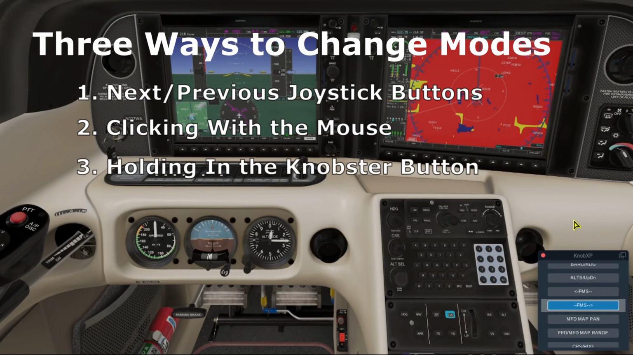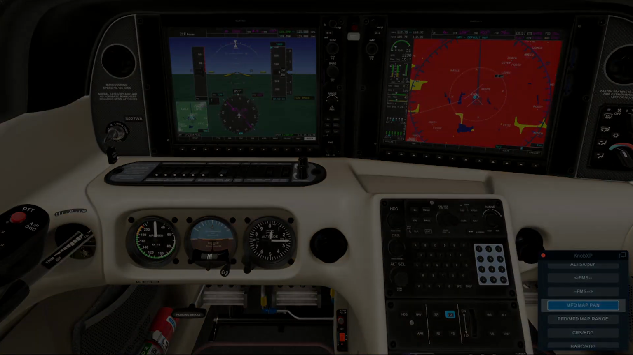The third method, which I don't think is as useful unless you have VR, is to press and hold the Knobster button for a second or two. The mode will turn green, allowing you to turn the knob to change the mode, and then you click it again when you hit the mode that you want and it'll go back to blue. The advantage to this is you can do it completely blind as long as you've got your hand on the Knobster. But since I have next and previous assigned to convenient buttons on my joystick, my hand is already there, so that's a logical way to do it for me.